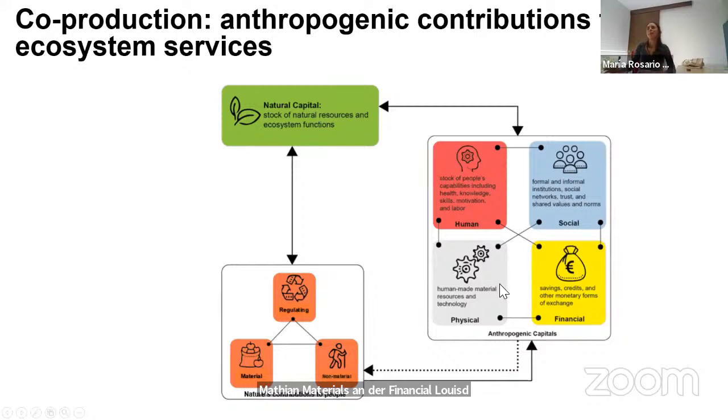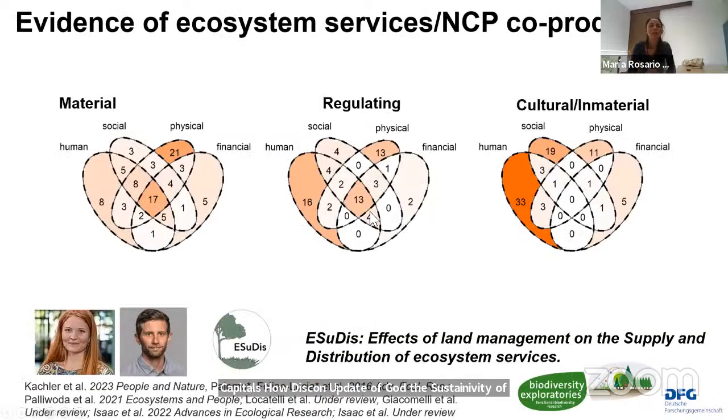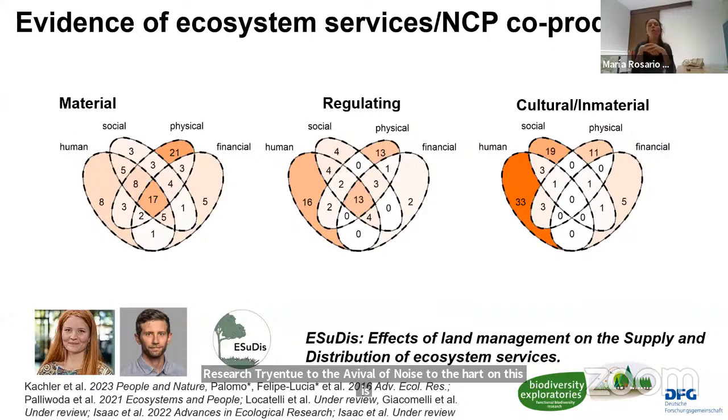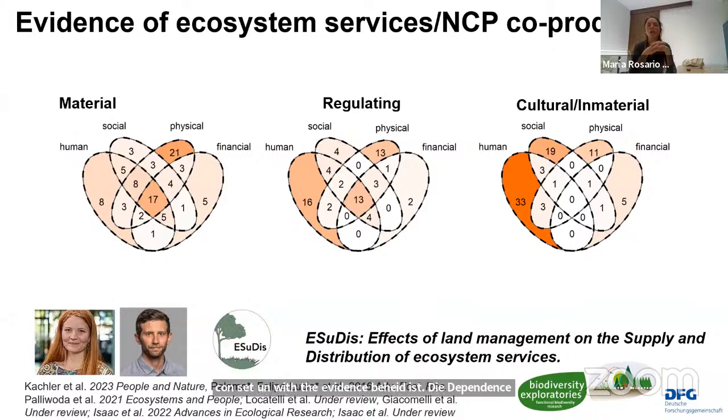So this concept tries to understand the implications for sustainability of the use of the different anthropogenic capitals, and how land management practices are dependent on the different capitals, and how this is going to affect, of course, the sustainability of the use of the different services. So we did some research trying to assess the level of knowledge that we have on this concept, and what is the evidence behind the dependence of ecosystem services on these anthropogenic contributions.